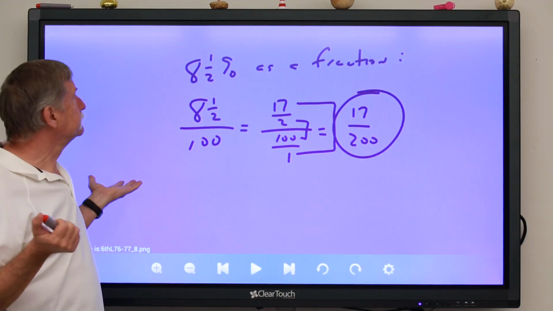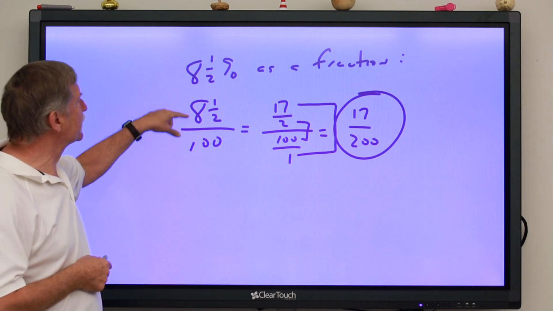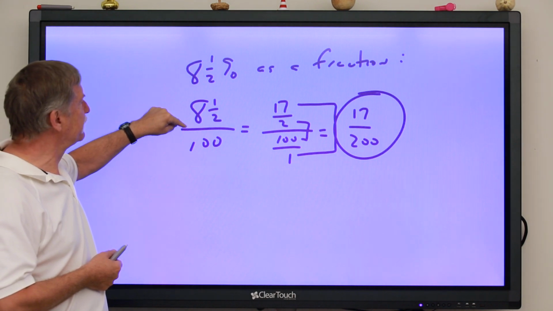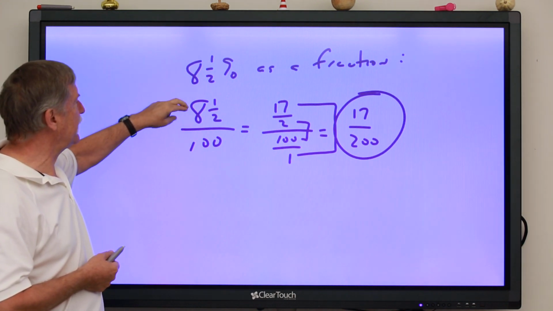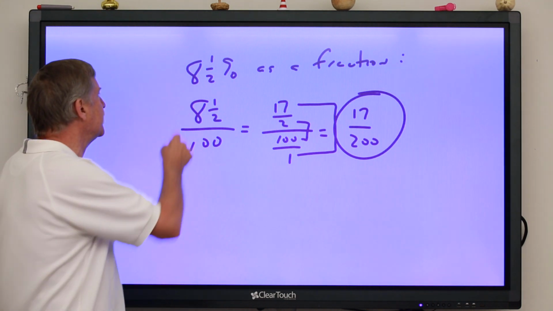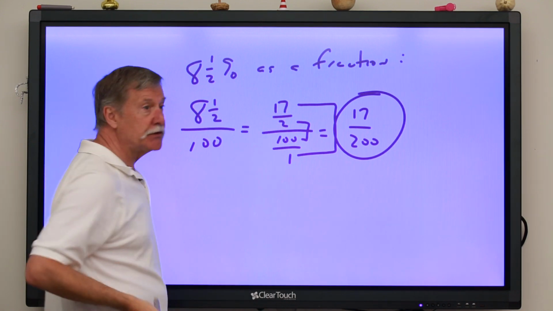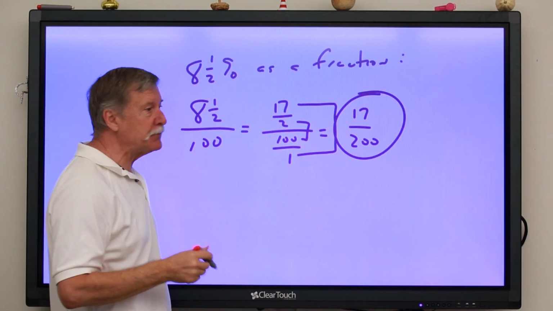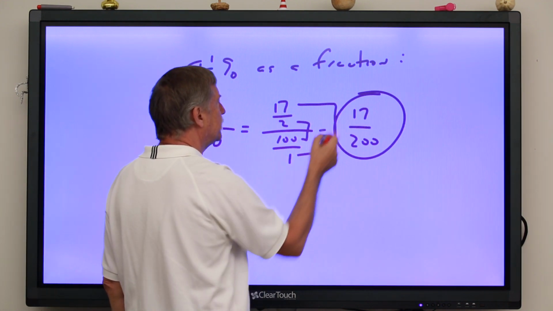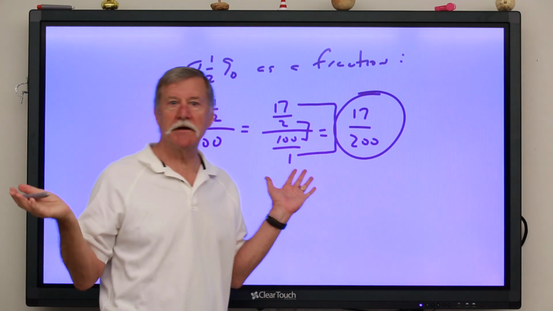Let's try it again. Change 8 1/2% to a fraction. All right, I start off with 8 1/2%. I just stick 8 1/2 on top of fraction bar 100. But now I've got a fraction in a fraction, so I change 8 1/2 to an improper fraction. 2 times 8 plus 1, 17 over 2. Change 100 to an improper fraction, 100 over 1. Outer, 17 times 1. Upper, inner, 2 times 100, 200, 17 over 200. You're done.